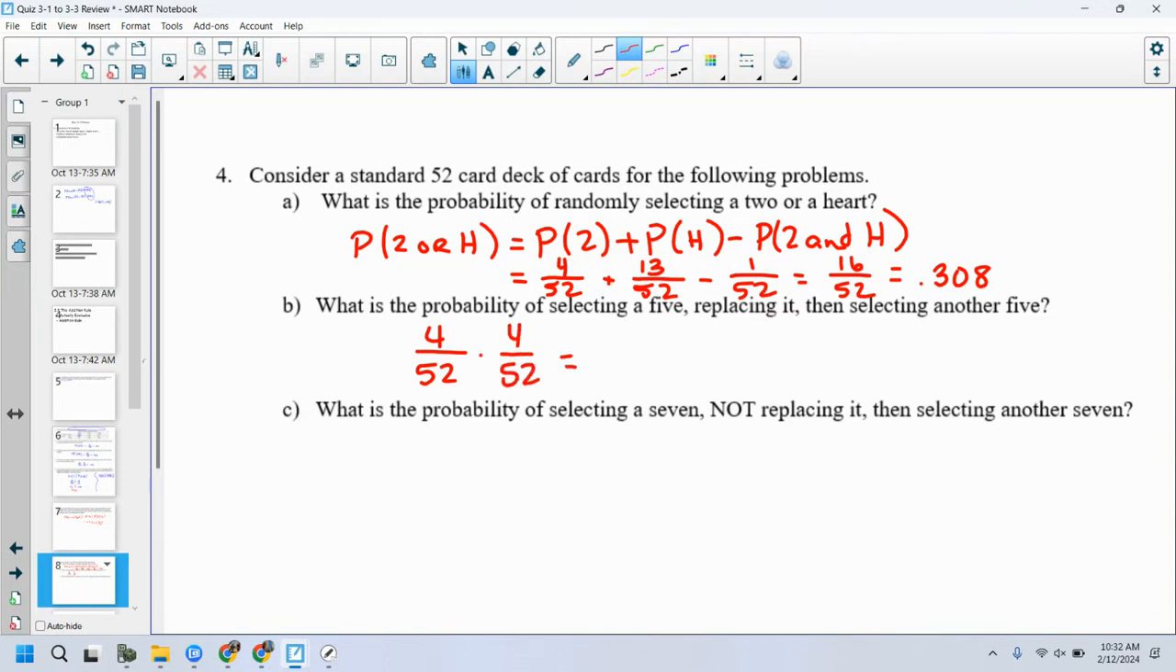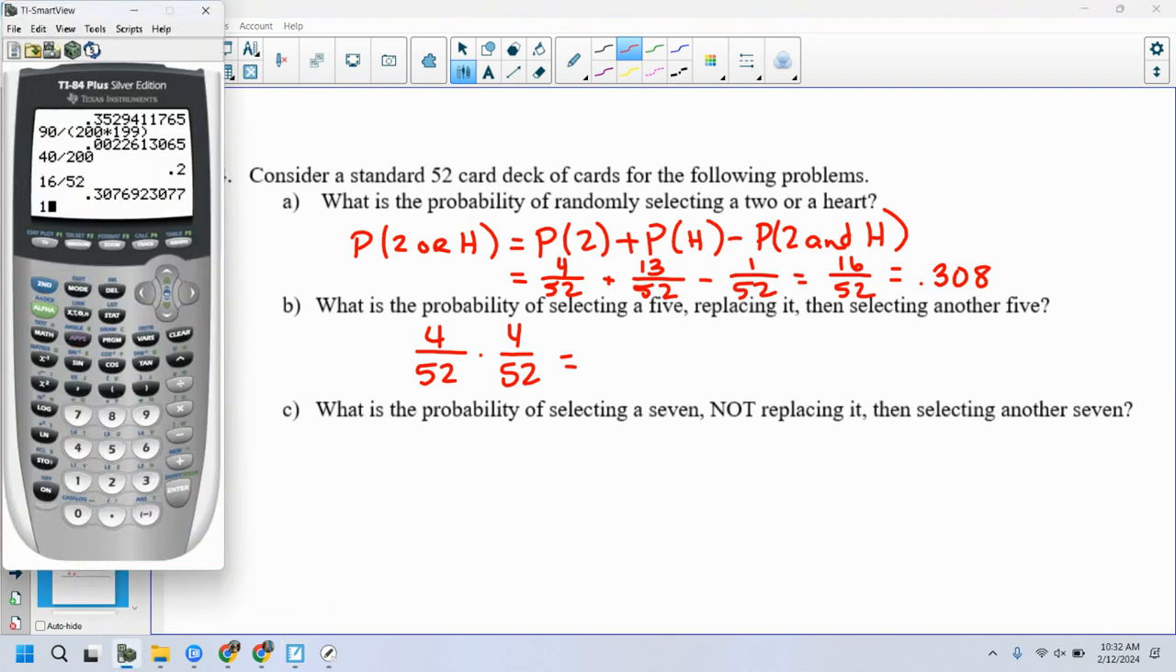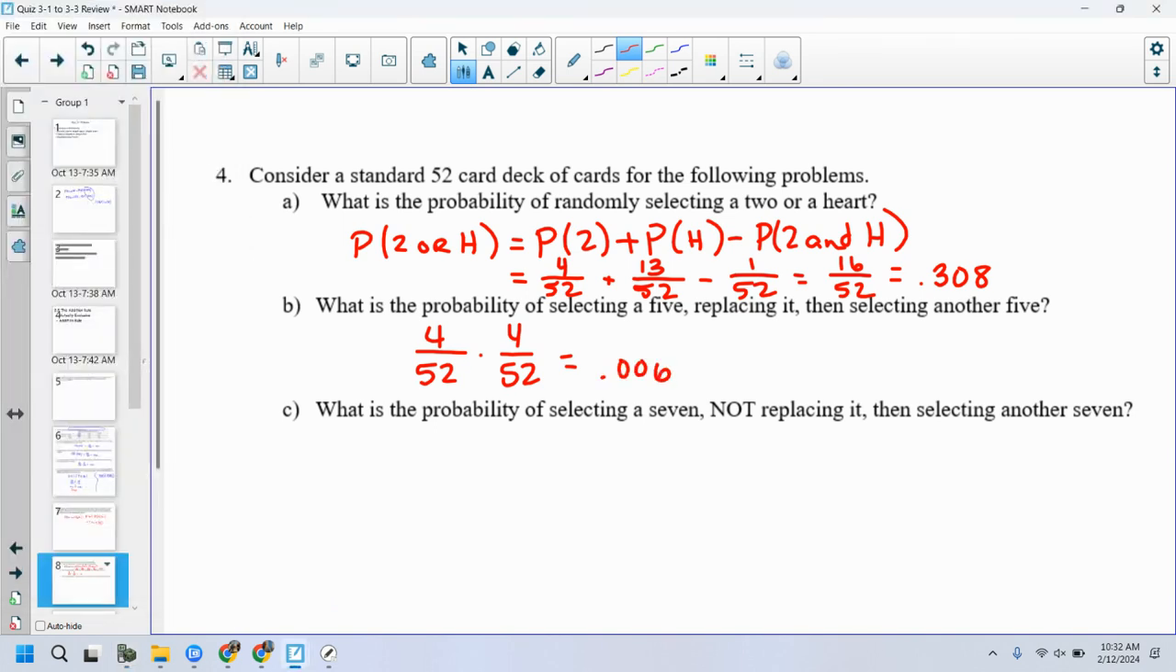Without replacement, well, then it would turn into 3 out of 51 on the second draw. So 16 out of 52 squared is a really small number, 0.006. So a 0.6% chance of selecting a 4, putting it back in, and selecting another 4. Or 5, excuse me.